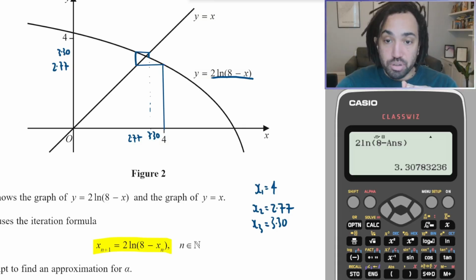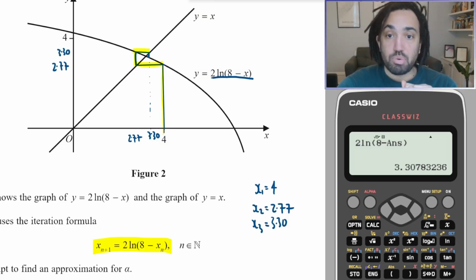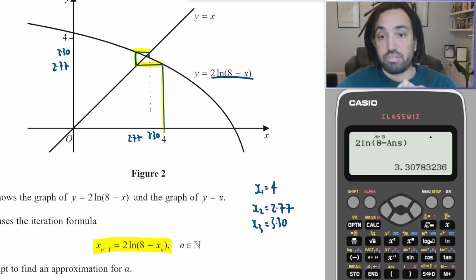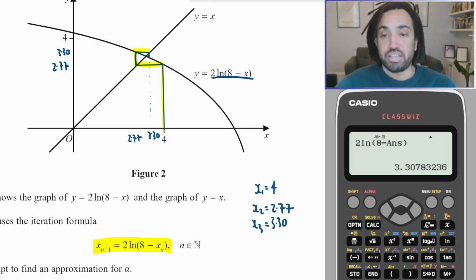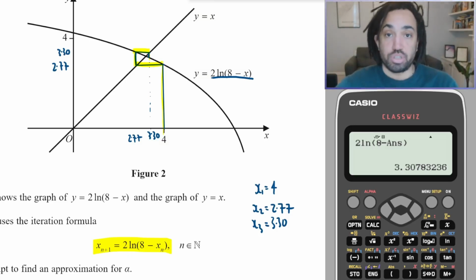So we go to the curve, to the line y equals x. We go to the curve, to the line y equals x, and then we go back to the curve, and then across to y equals x, and then back to the curve, and so on and so forth. And we get this cobweb pattern, and that shows that it will converge on the root.